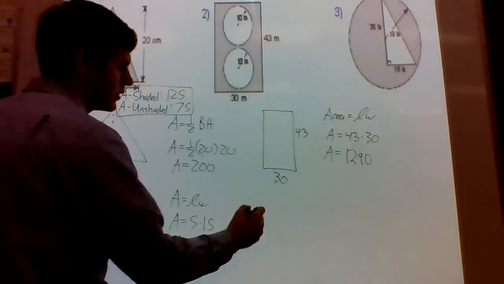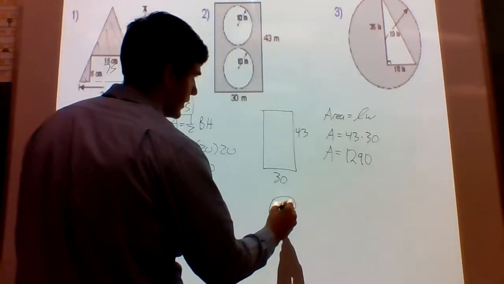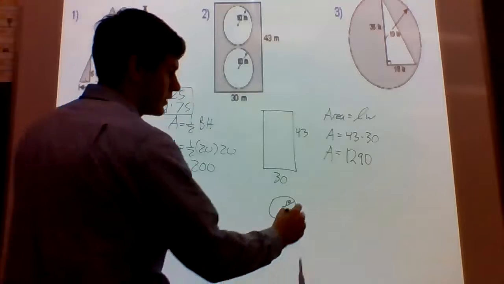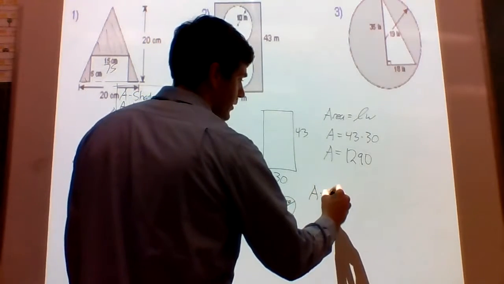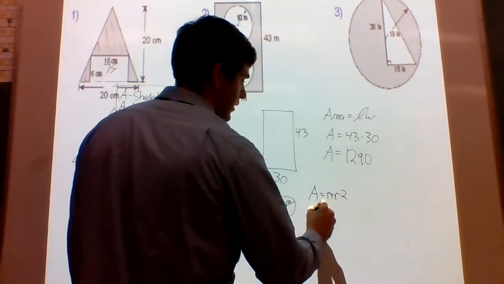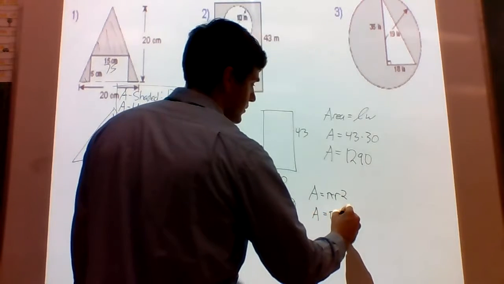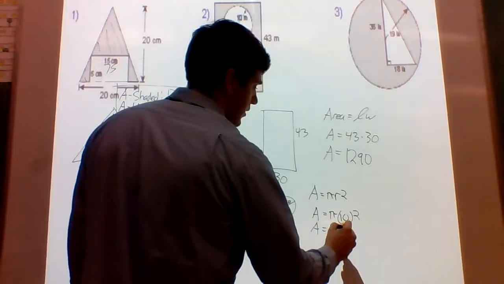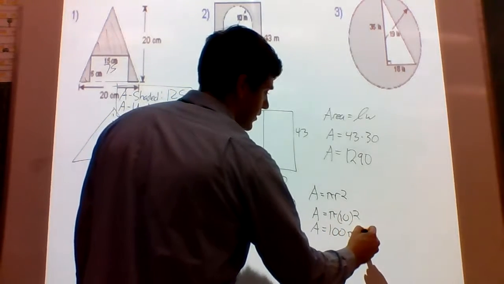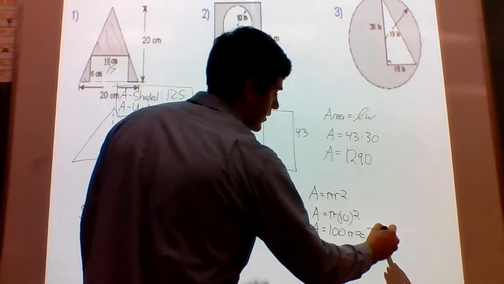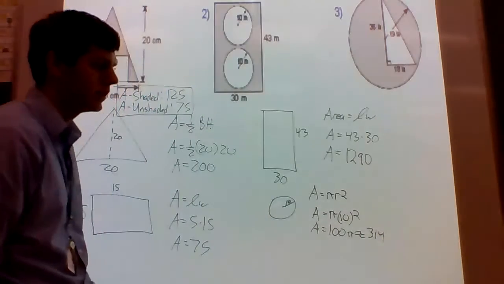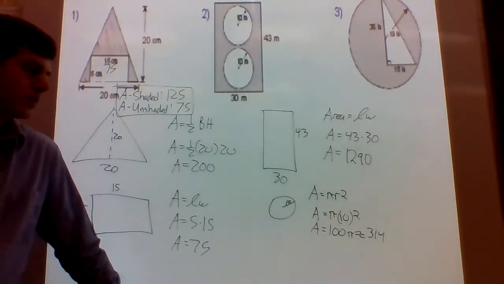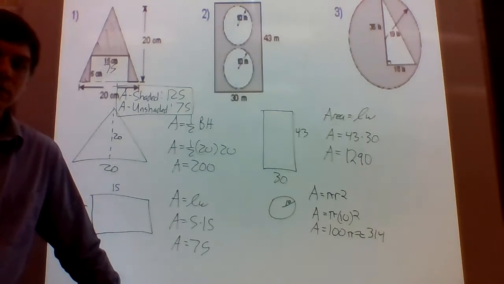And then we have the area of a circle with a radius of 10. The area of a circle is pi r squared, so the area is pi times 10 squared. That's going to be 100 pi, which we can approximate as 314. Really 314.159, but it's about 314.